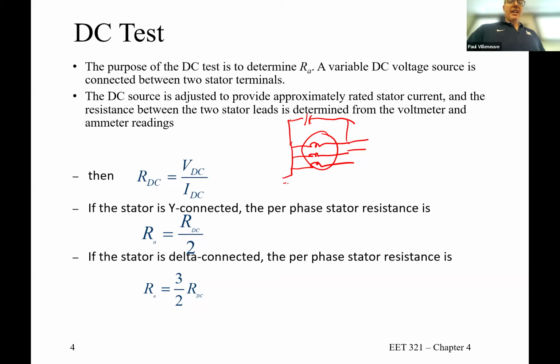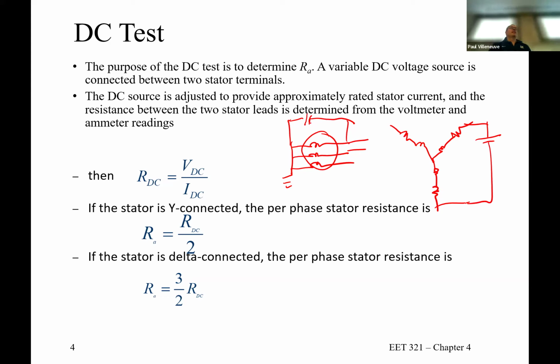So if this is a Y connected machine, I have my resistor and my inductor here. And if I put a DC test over here, what ends up happening over a long enough period of time? What happens to my inductor? Yeah, these just go away, right? Those inductors go away. And in a Y connected machine, I have RA, I have RA, and I have my DC.